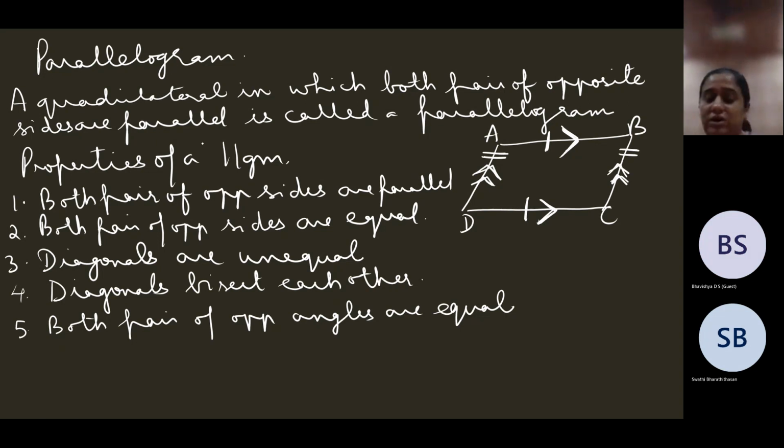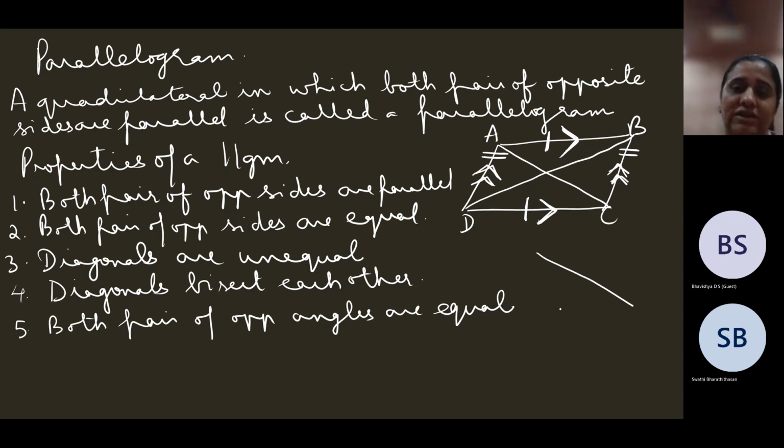So we need to understand what is meant by diagonals bisect each other. The diagonals are AC and BD. Now, AC cuts BD into two equal pieces. BD cuts AC into two equal pieces. The diagonals bisect one another. It's not that one diagonal bisects the other diagonal, like in a kite. Here, the diagonals bisect each other.